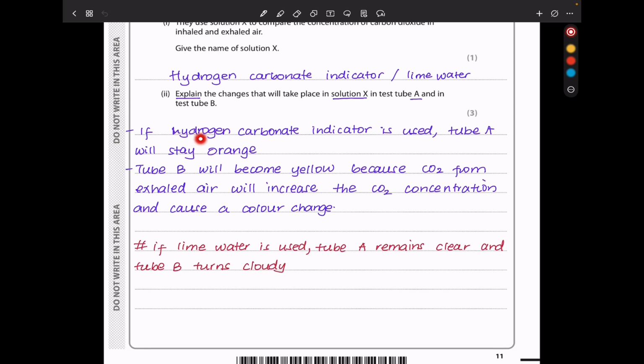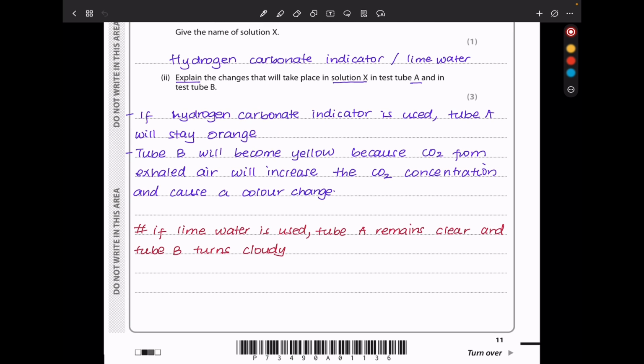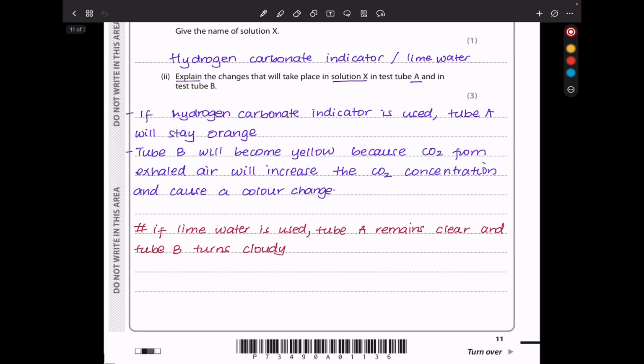I said if hydrogen carbonate indicator is used, test tube A will stay orange because at atmospheric carbon dioxide concentration, the hydrogen carbonate indicator is going to be orange. Then test tube B will become yellow because there is a higher concentration of carbon dioxide in exhaled air, so the CO2 concentration is going to increase, causing the color to change from orange to yellow. If you had used lime water, of course, test tube A could remain clear or could have some little cloudiness, and test tube B is going to be cloudy.